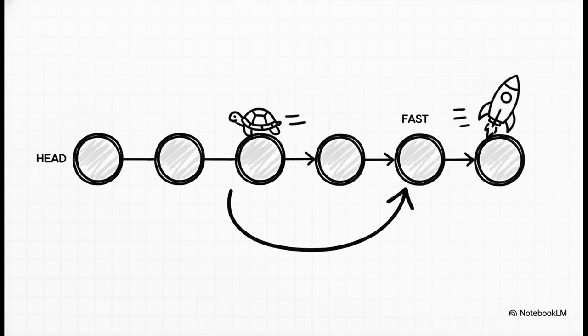Okay, once that gap is set, we start moving both pointers forward at the exact same time, one step at a time. The fast pointer moves one node, then the slow pointer moves one node. They travel in perfect lockstep, maintaining that same exact distance between them as they cruise down the list.